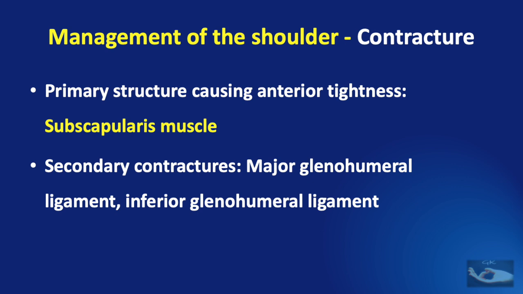The primary structure causing anterior tightness of the shoulder is the subscapularis muscle. The other muscles like the pectoralis major, latissimus dorsi and teres major do not cause much contracture. The secondary contractures are caused by shortening of the glenohumeral ligaments primarily and also to a certain extent the coracohumeral ligaments.